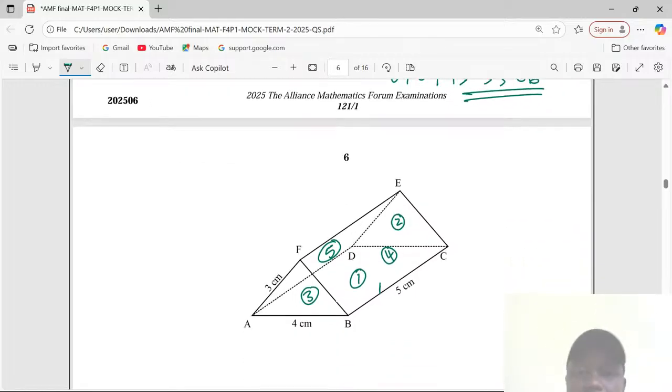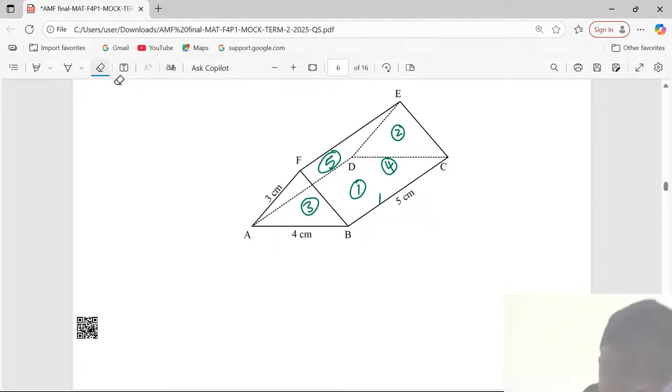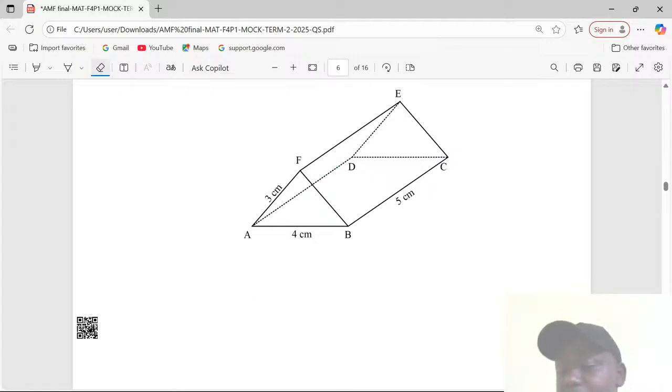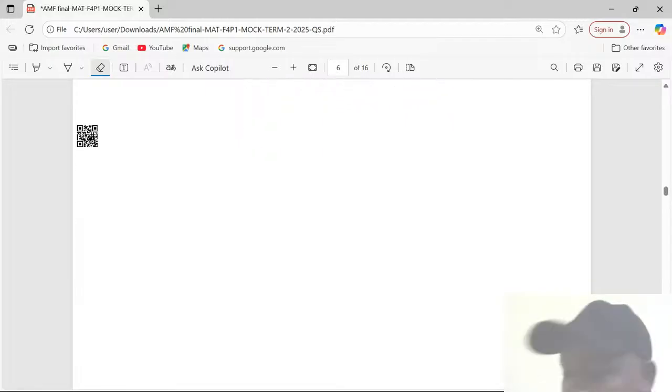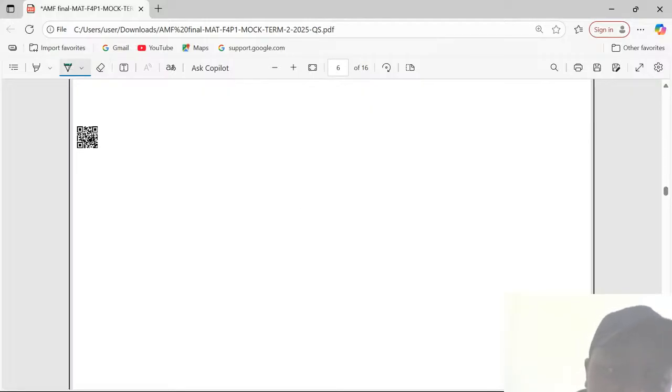Okay, let's see how we can open up this net now. It is a solid, we want to make it a net. So we begin with the base, which is 5 by 4, and it is rectangular. Let's draw the rectangular base, 5 by 4.